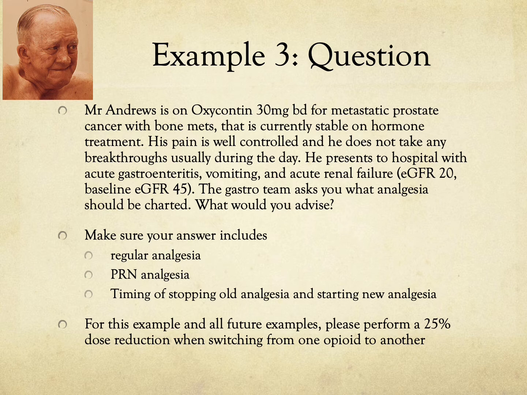Let's get more practical. Question 3. Mr. Andrews is on OxyContin 30 milligrams BD for metastatic prostate cancer with bone mets that is currently stable on hormone treatment. His pain is well controlled and he does not take any breakthroughs usually during the day. He presents to hospital with acute gastroenteritis, vomiting, and acute renal failure, eGFR 20, baseline eGFR is 45. The gastro team asks you what analgesia should be charted.